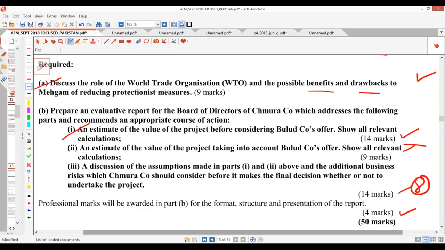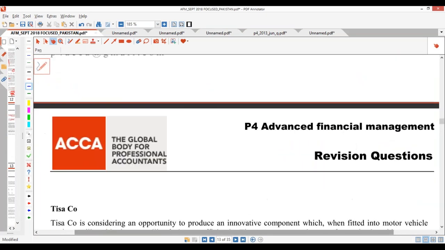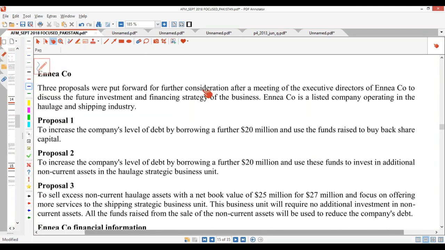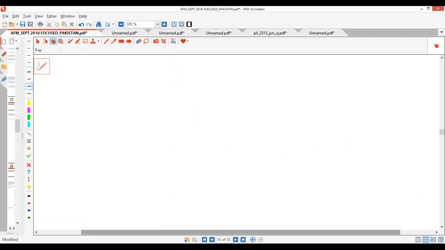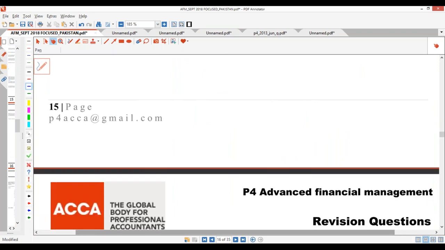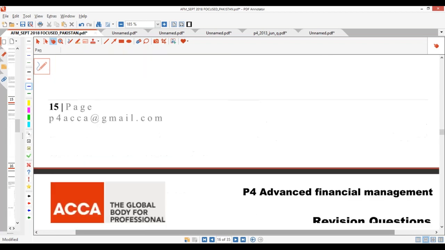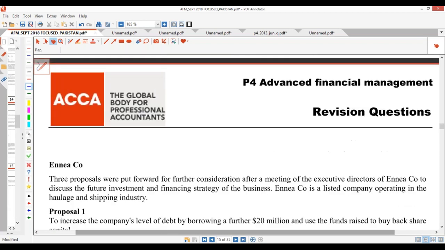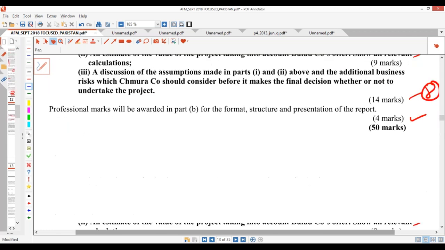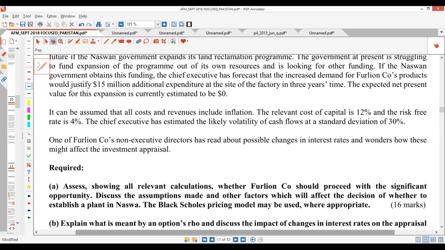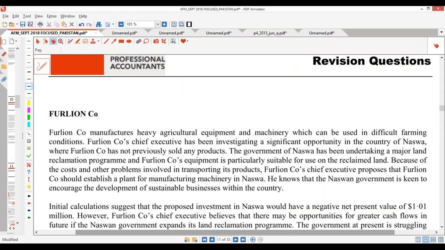Since we are on real options, we are going into one question called Furlion. Where's that? What page is that? Furlion, I think. Yeah, this one, Furlion. Let's take some questions first.